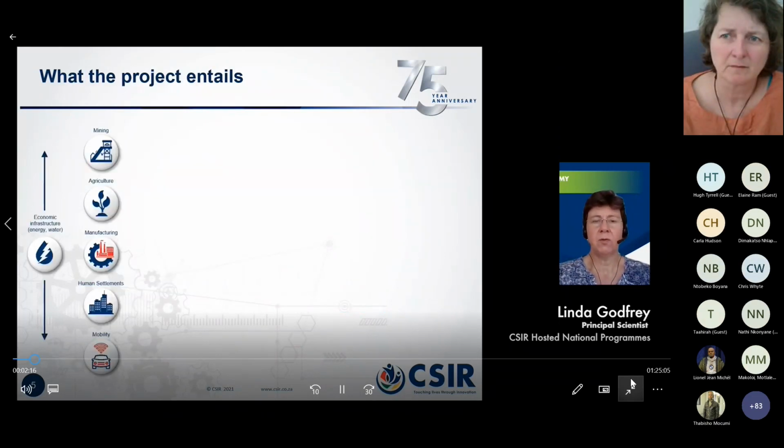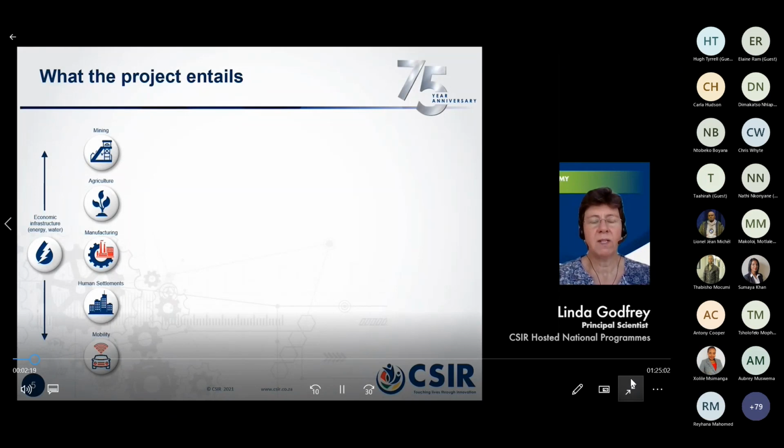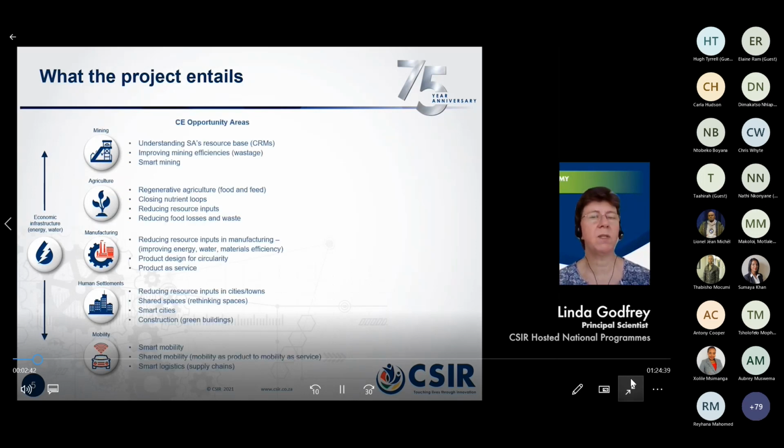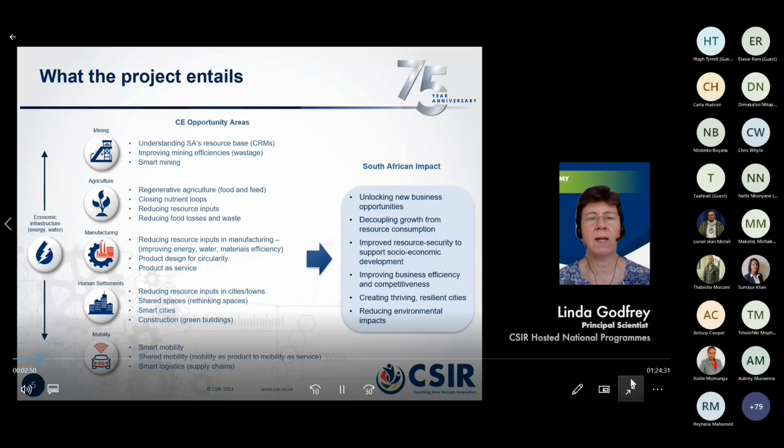When I speak of a multi-sectoral or cross-sectoral project, we've selected these particular sectors of the economy to focus our initial studies on. So what does the circular economy mean within the context of mining, within agriculture, manufacturing, human settlement, our cities and towns, mobility, and in terms of our cross-cutting economic infrastructure issues in terms of energy and water? I mentioned we'll touch on some of the initial ideas around opportunities within these sectors, some of them listed over here. But ultimately, this project is around unlocking opportunities for South Africa in line with the objectives expressed by government.